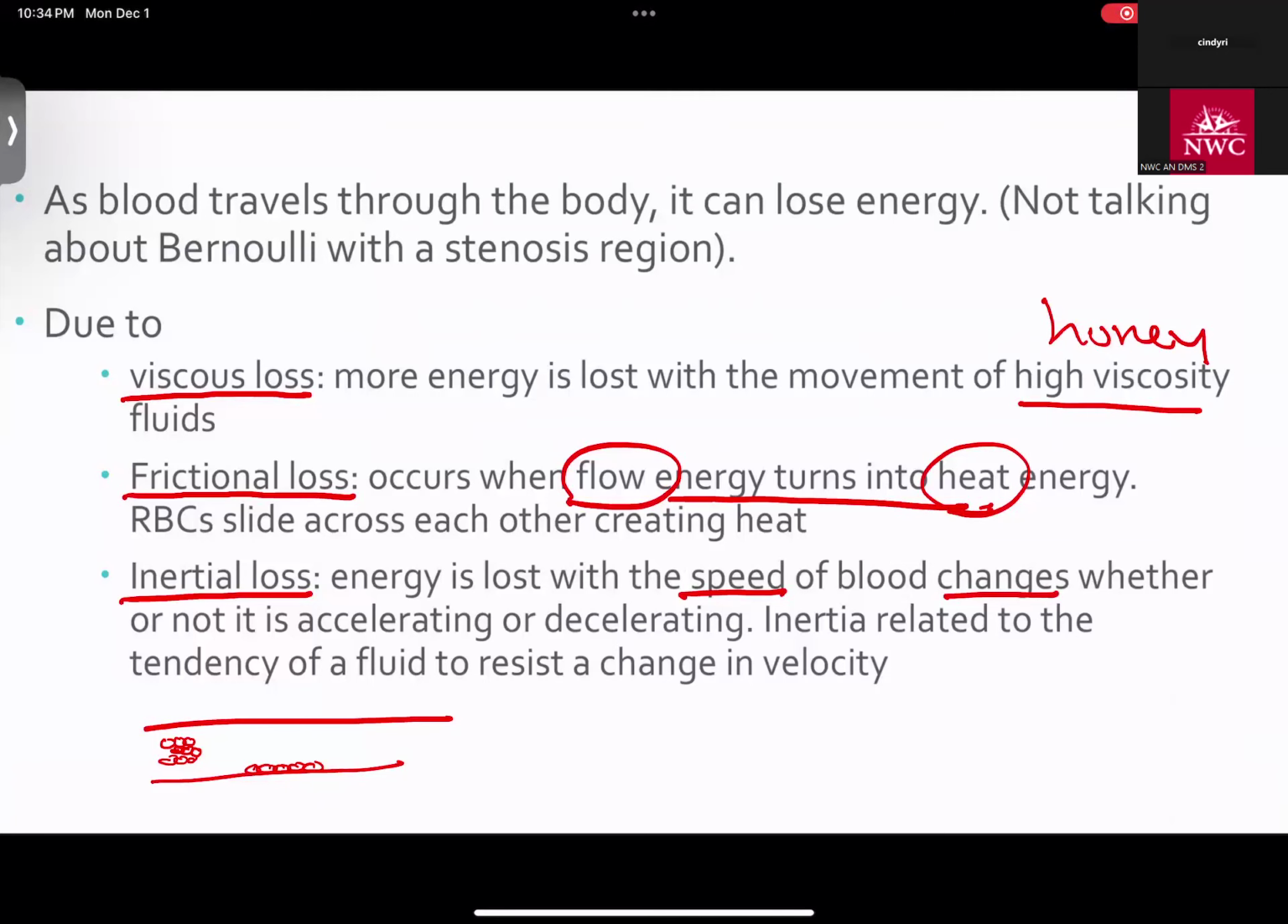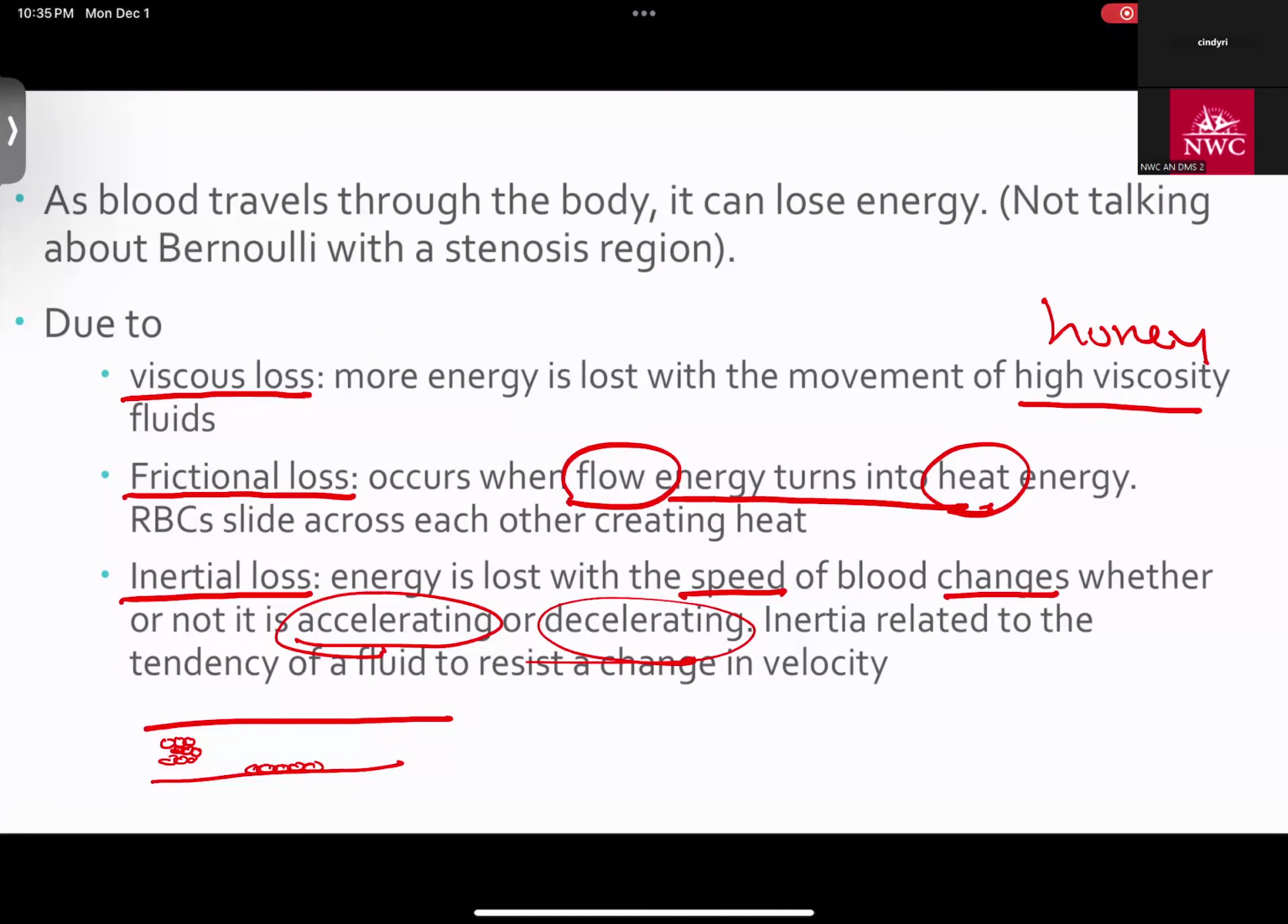So any changes in speed, it doesn't matter if blood accelerates, moves faster. It doesn't matter if blood decelerates, moves slower. Change is hard. Change will make blood lose its energy. So even if blood is slowing down, decelerating, it's still a change. And change is just a little bit more difficult and requires some inertial loss.